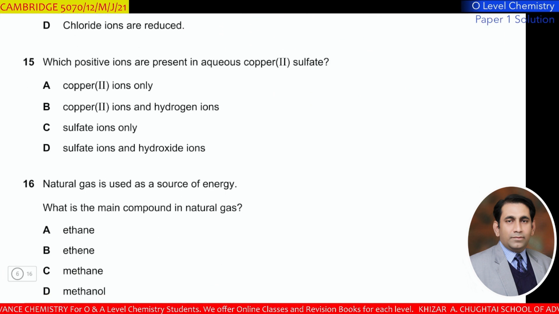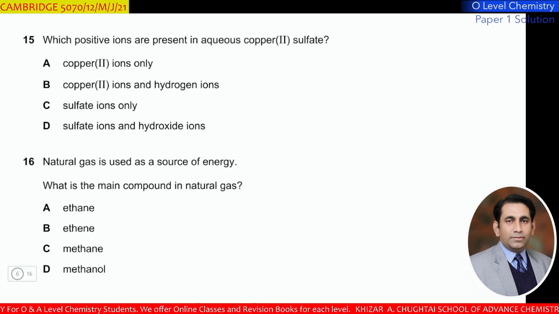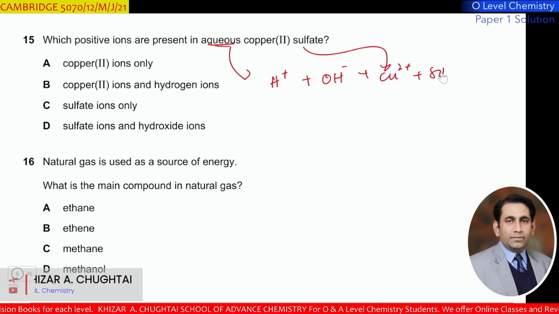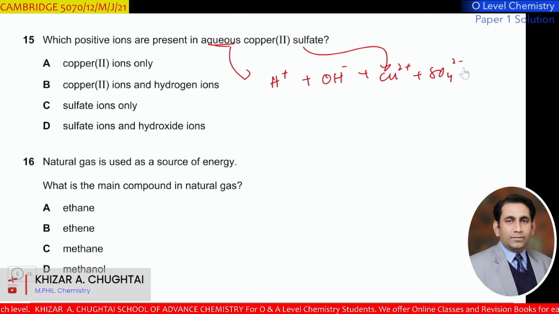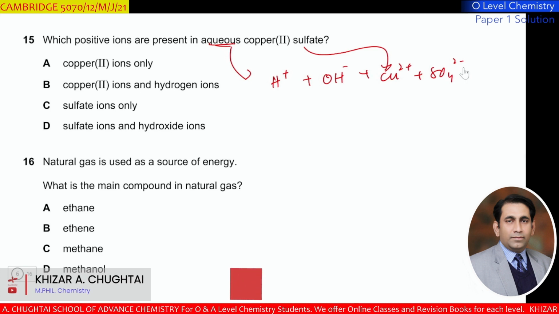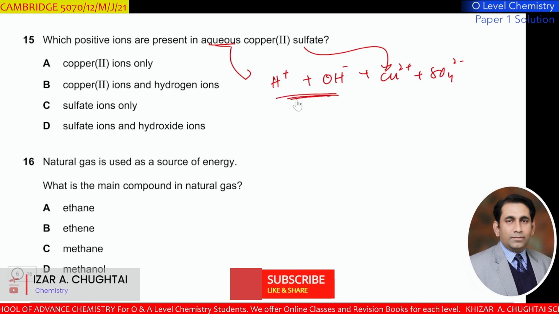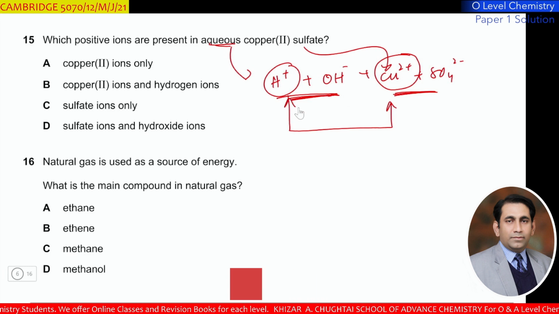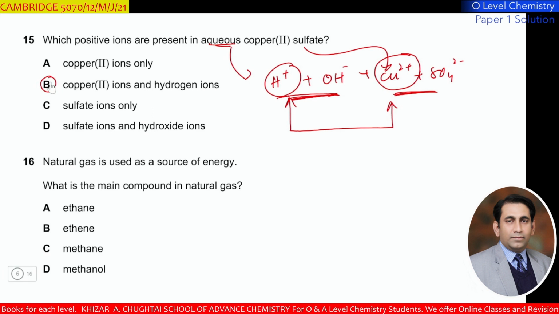Question number 15. Which positive ions are present in aqueous copper 2 sulfate? Aqueous means water. Because of water there are minute quantities of H positive ion and OH negative ion. Because of copper sulfate there should be copper 2 positive ion and SO4 2 negative ion. So what should be the appropriate answer? The H and OH ions are in very minute quantity, while the copper and sulfate ions will be in high quantity. It's a positive ion. There are the 2 positive ions, copper 2 positive ion and H positive ion. So B is the correct option in the case of question number 15.